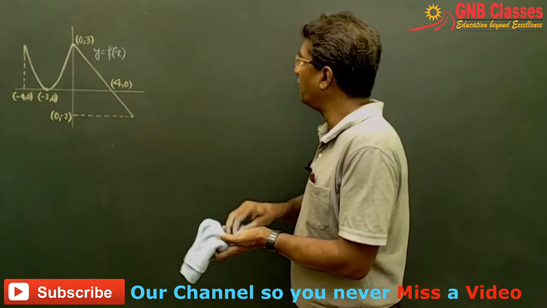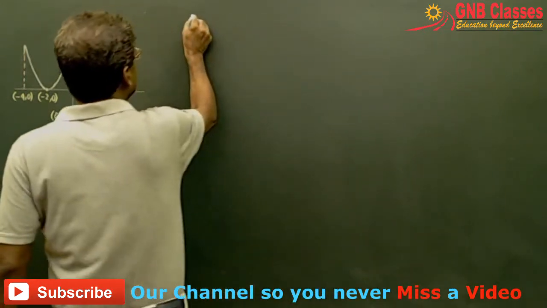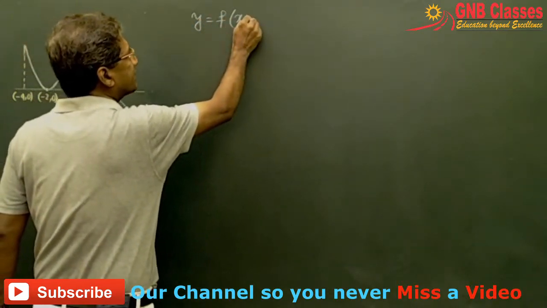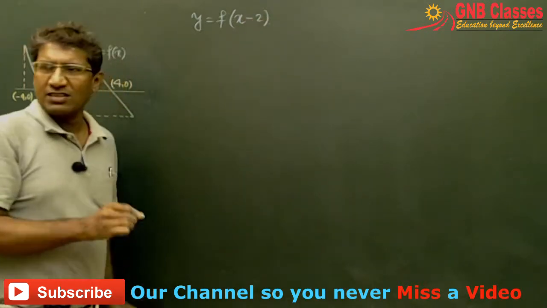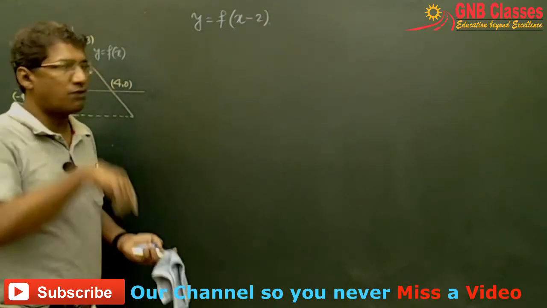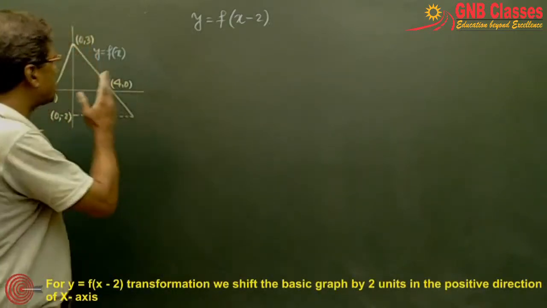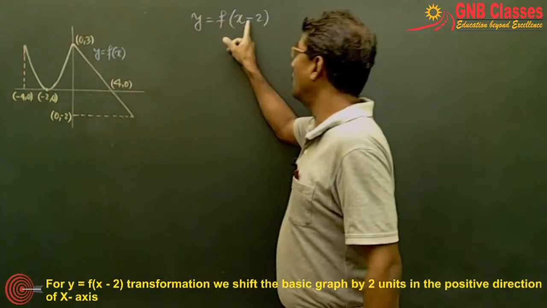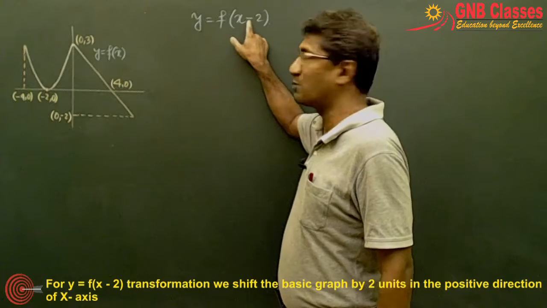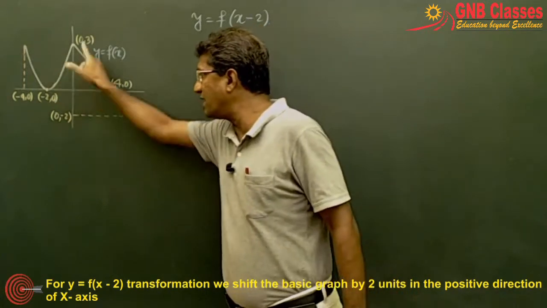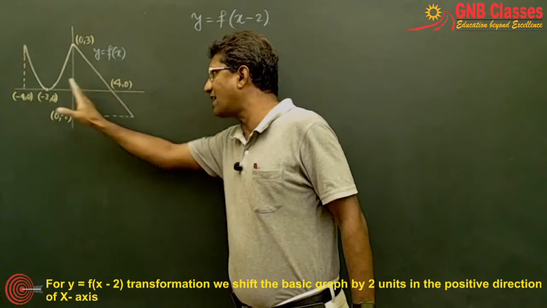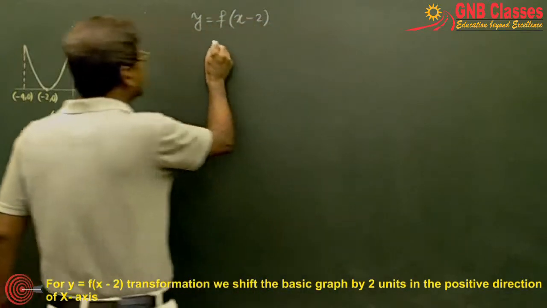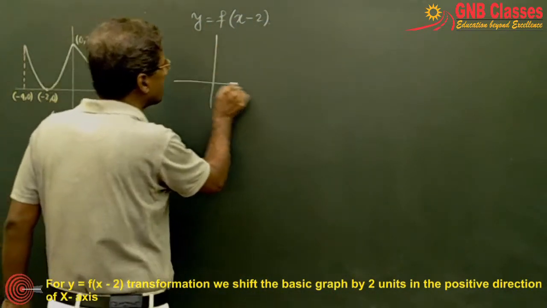The first transformation that we will go for is y equals f(x minus 2). What we will do is shift this basic graph on the x-axis by 2 units in the positive direction, because since the minus sign is there, we will shift this basic graph on the x-axis in the positive direction by 2 units. Therefore, the transformed graph will look like this.